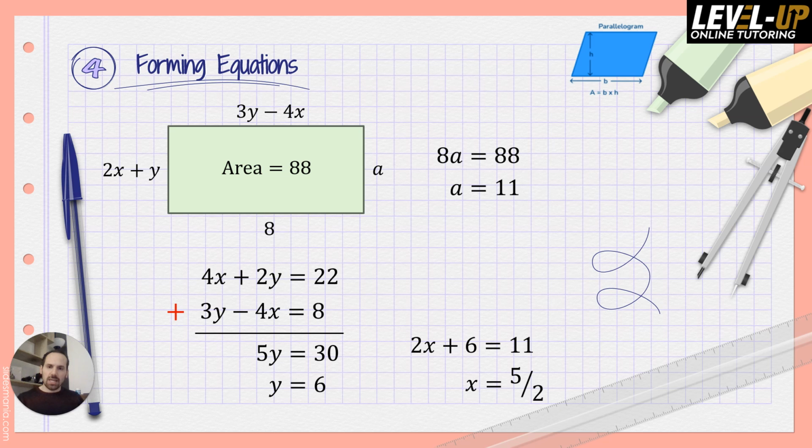So again, it's pulling on different skills there, you know, geometry skills and area and all that. But the end goal is still the same. If you've got two unknowns that we need to solve for, then we need two equations, and then we can solve those equations simultaneously.